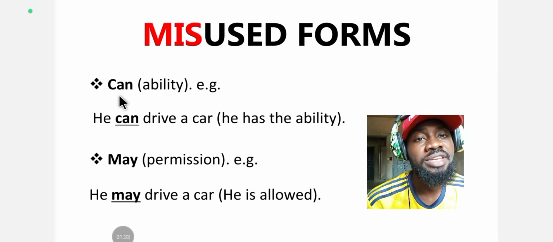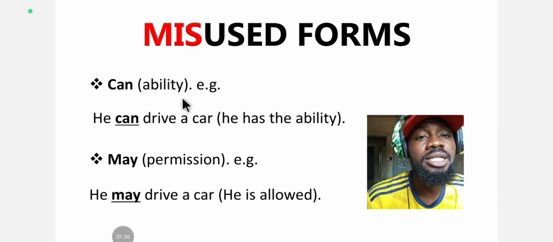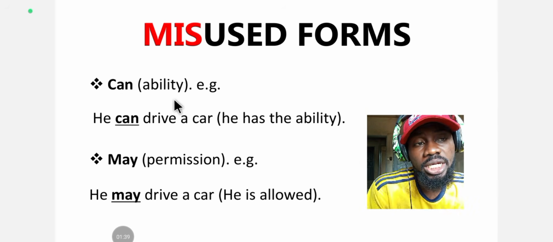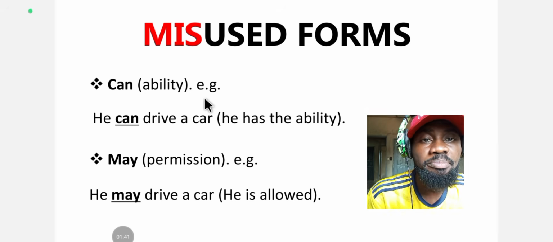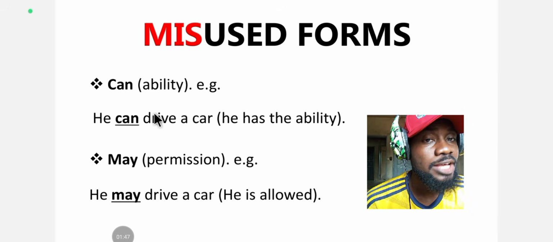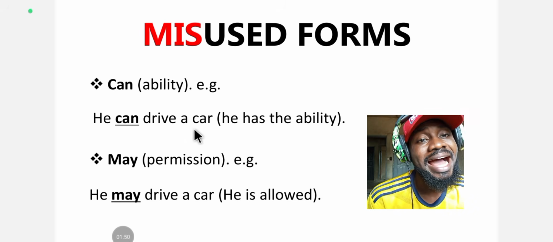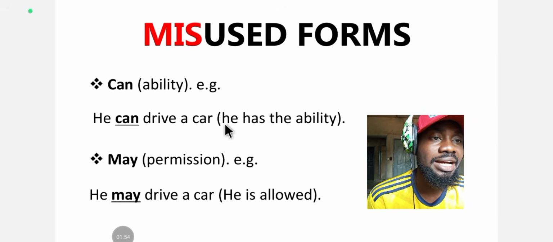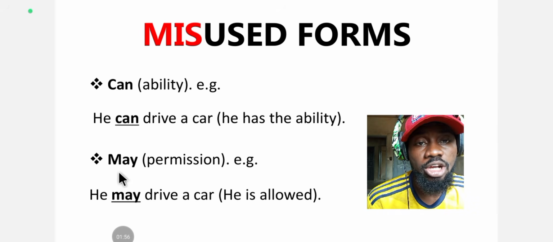The first we have here is can. What is the meaning of can? It means ability, the tendency to be able to. For example, he can drive a car. He has the ability. It means that the person has the ability to drive a car. So can means ability.